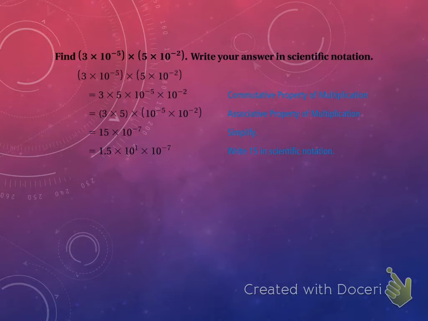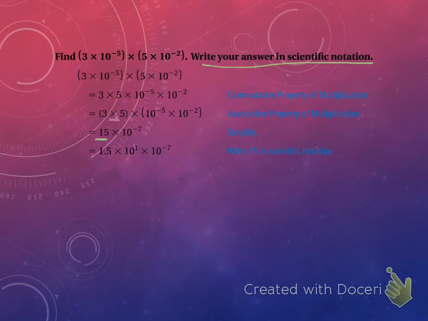And remember, whenever we have exponents with the same base, in this case the base is 10, you can add the exponents. Negative 5 plus a negative 2 is going to give us a negative 7. So 15 times 10 to the negative 7th. But remember, we were asked to write it in scientific notation. Again, that's not scientific notation because there's two numbers on the left side of the decimal.